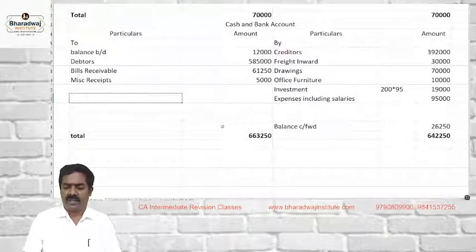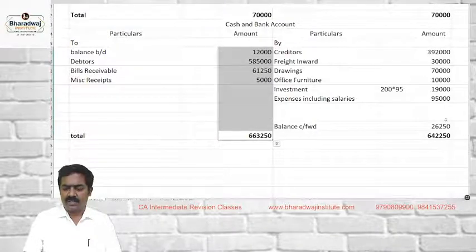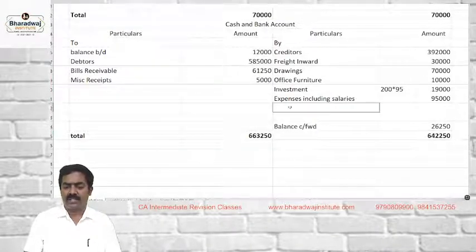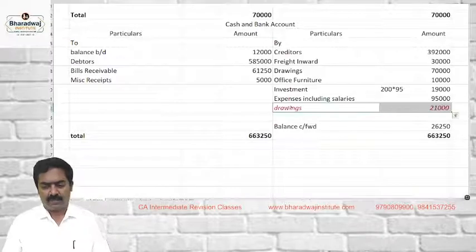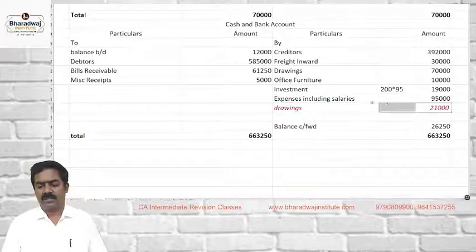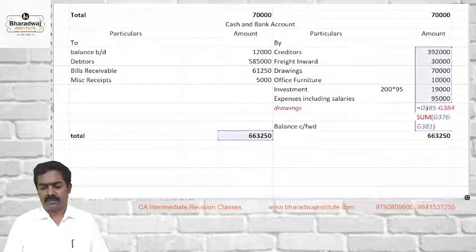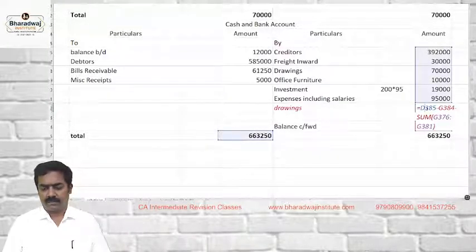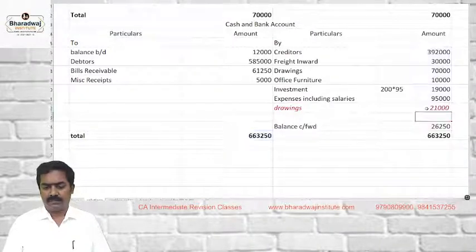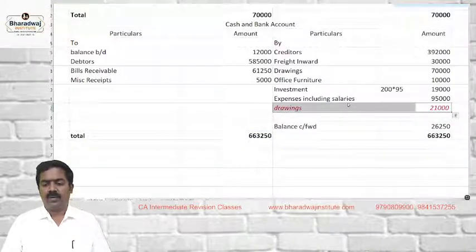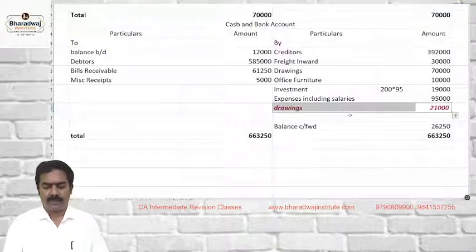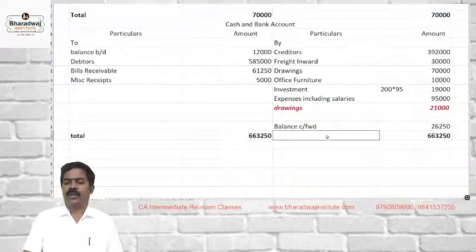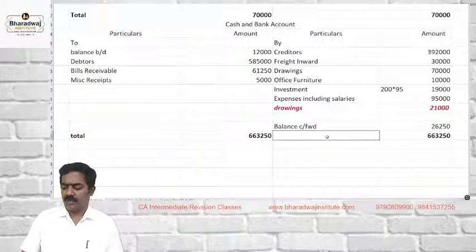Shortage comes in which side? Of course, debit side is more than the credit side, which means there is a drawings. Drawings balancing figure you will get. 21,000 is the drawings amount.